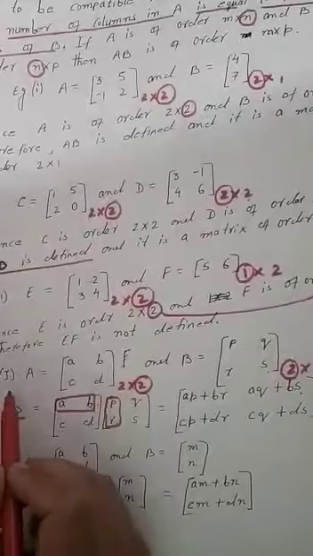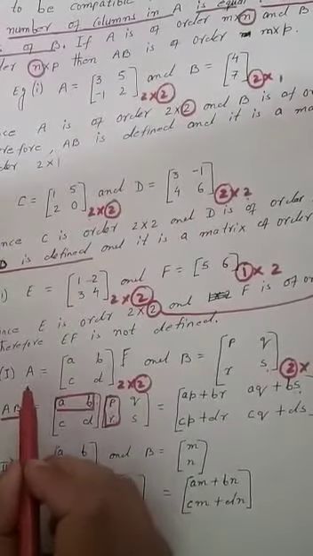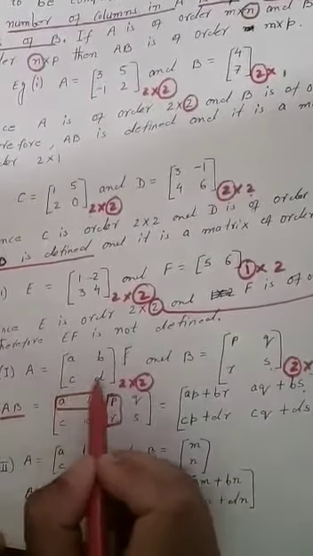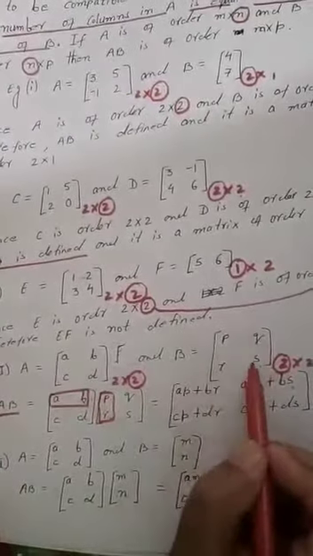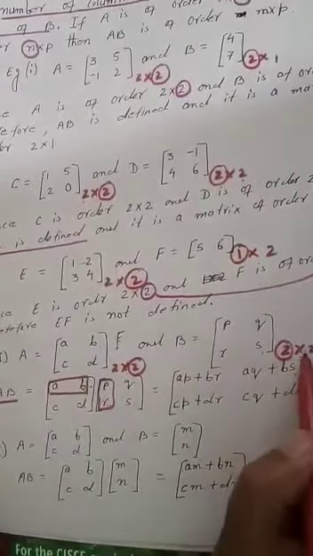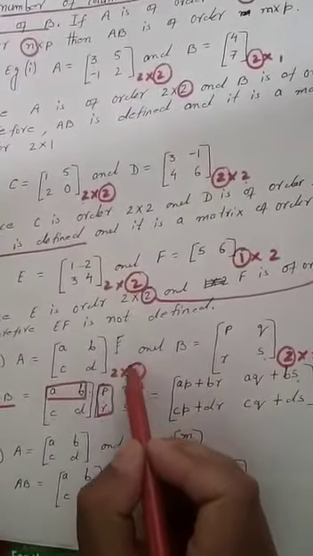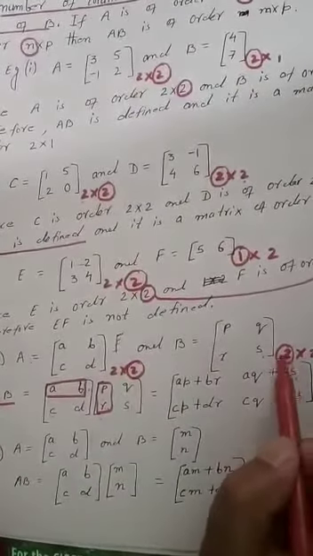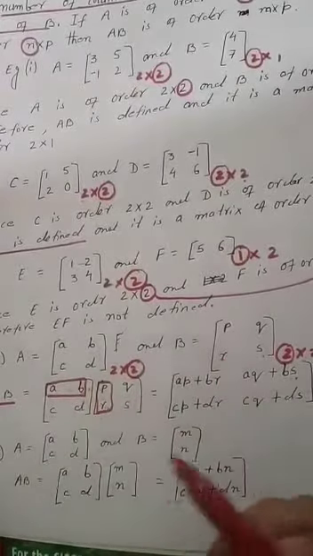I'm going to teach you how to multiply matrices. Suppose A is [a, b; c, d] and B is [p, q; r, s]. The order of A is 2 by 2 and the order of B is also 2 by 2. The number of columns here is 2 and the number of rows here is 2, so we can multiply A and B. Now, how to find AB?